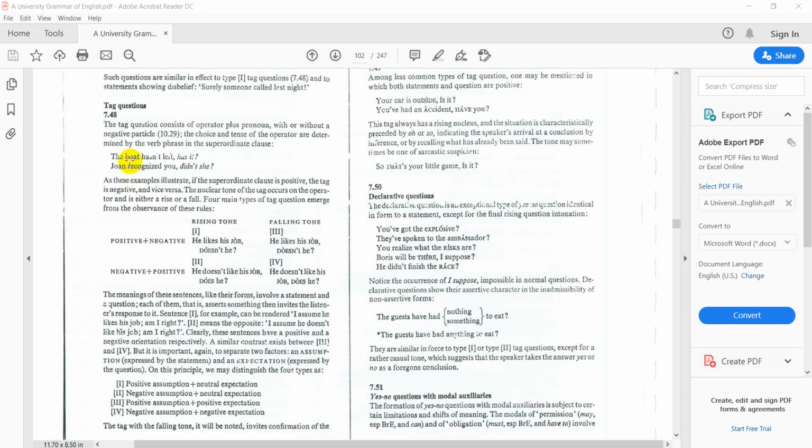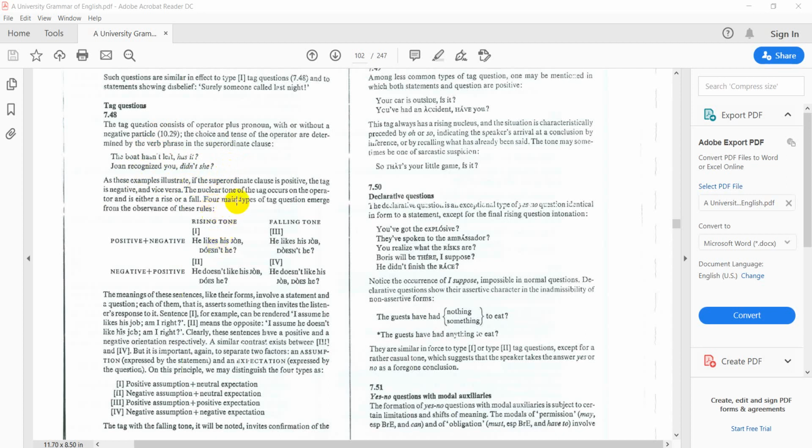So if the operator in the subordinate clause is negative, the tag will be positive, and the answer will be no. So the answer will have a relation with the subordinate clause. If the subordinate clause is positive, the tag will be negative, and the answer will be positive.